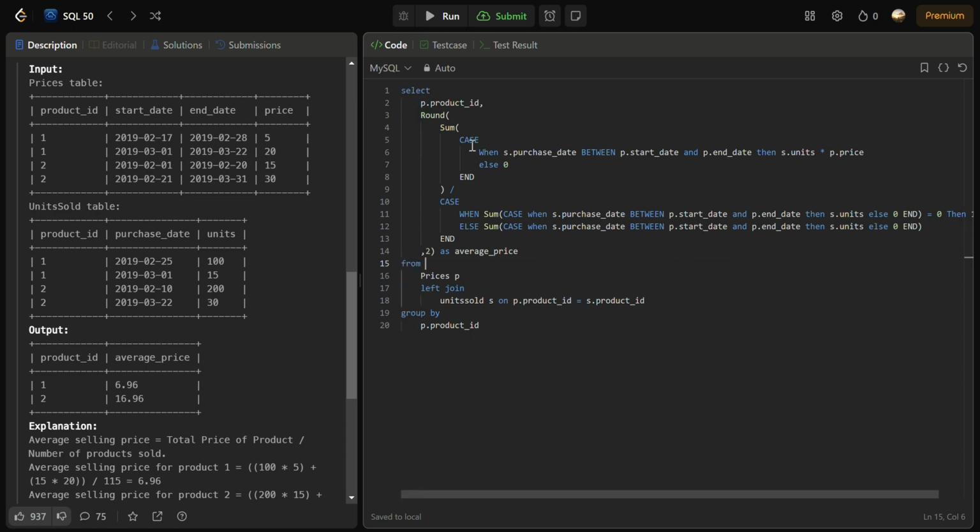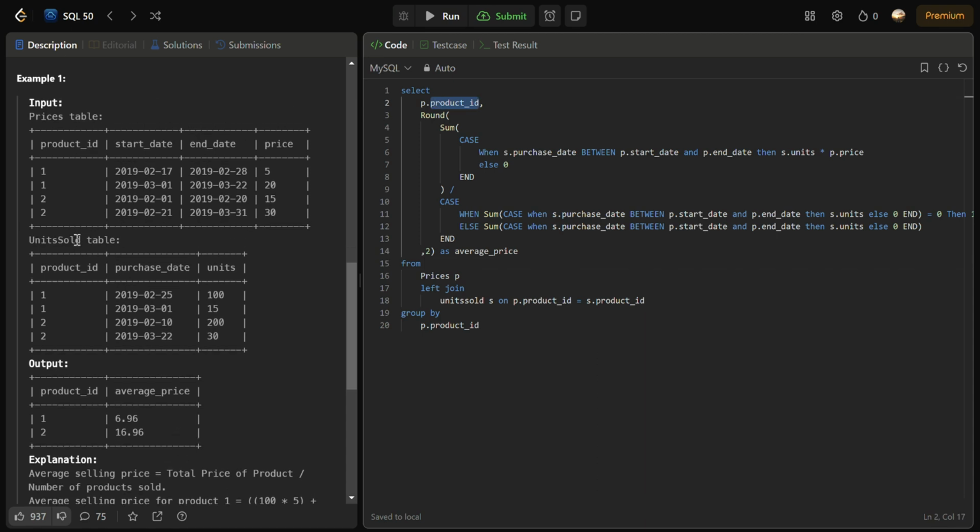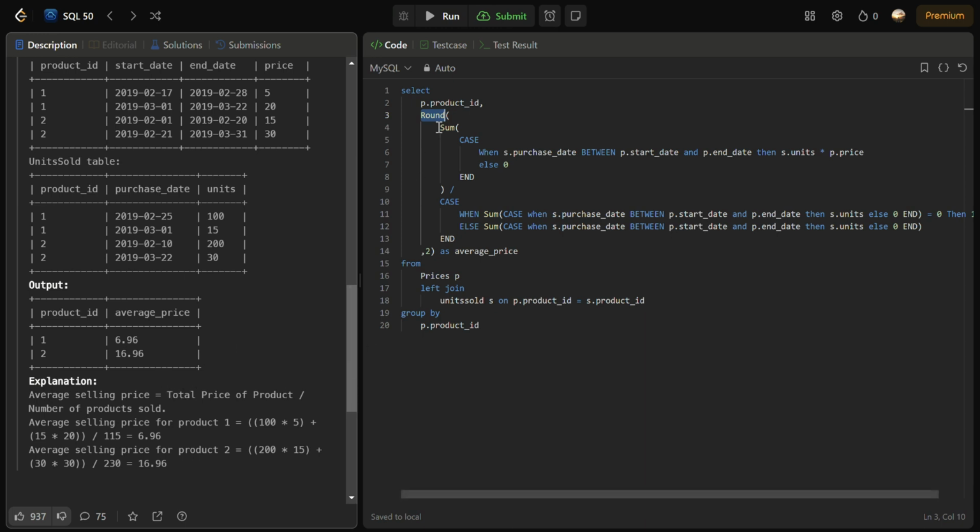Basically, for each product ID, we are doing this. We use the round function to round off the values to two decimal places. Inside that, for the total price of the product, we are using a sum. Here we are using a case statement, checking if the purchase date is between the start date and end date. We sum the units with the price of the corresponding month.